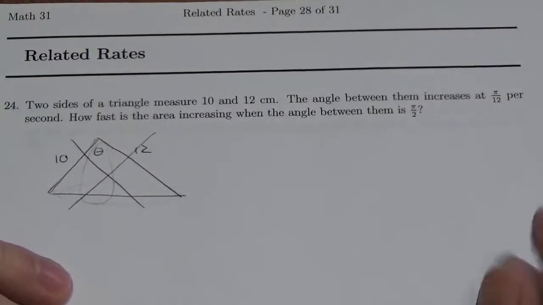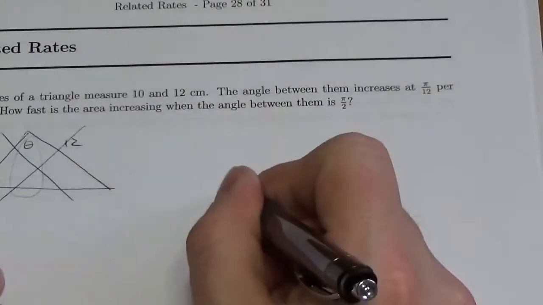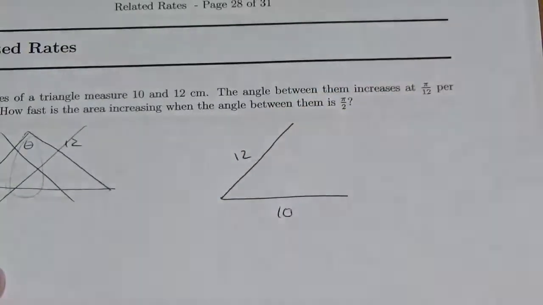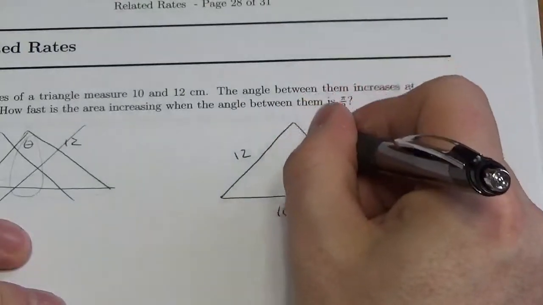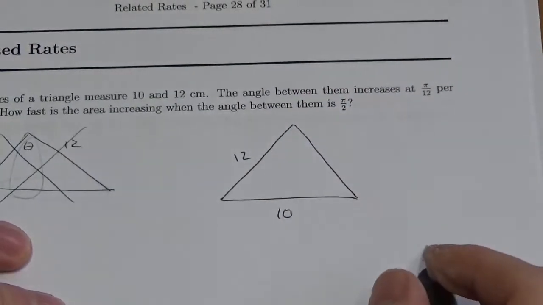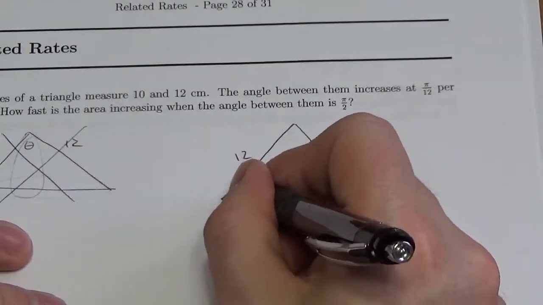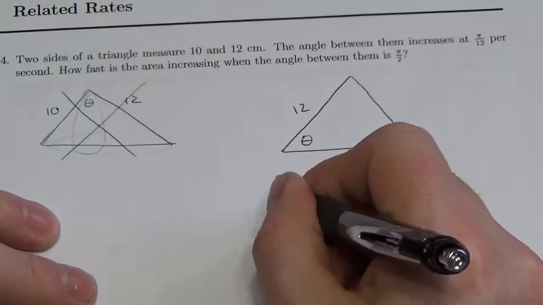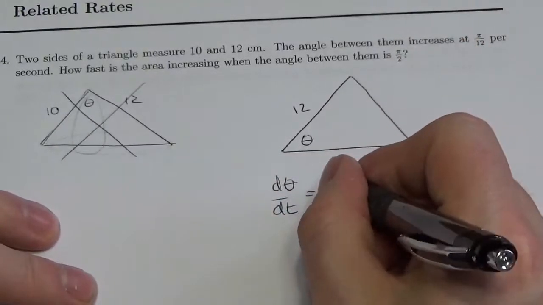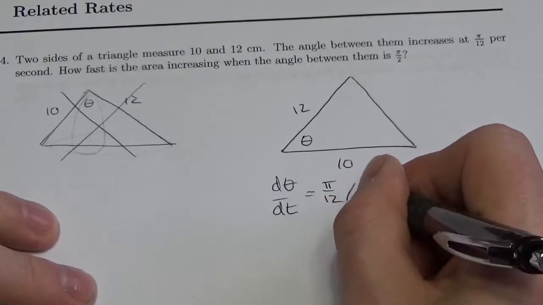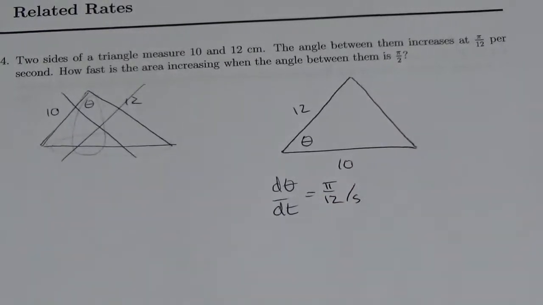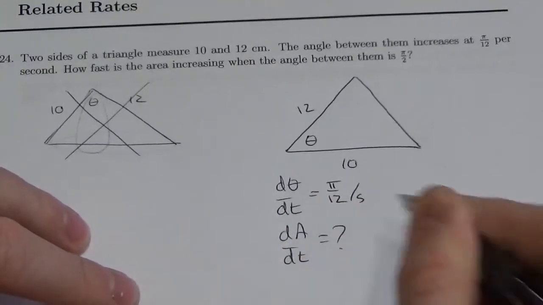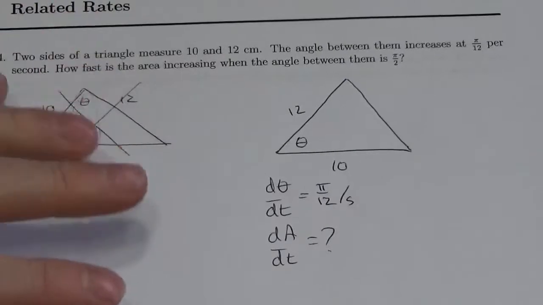Do yourself a favor. Draw it like this. So let's pick one of those sides. Let's make that the 10. And here's 12. And so now connect the two endpoints there. And let's make this here theta. So now in this scenario right here, I know that d theta by dt is increasing at pi over 12 radians per second. And now I'm interested in how the area is increasing. So dA by dt. Now I don't know what that is. That's okay.